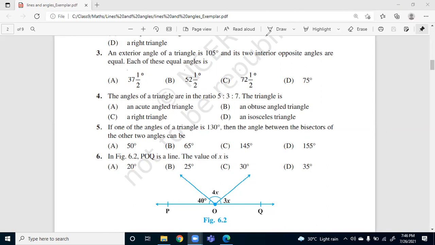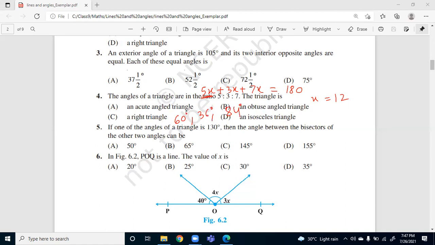Ma'am, we will take all the numbers in x, like 5x, 3x, and 7x will be equal to 180 degrees, which is the angle sum property. Then we will get 15x is equal to 180. Can you speak louder? Yes, ma'am. The x will be 12. Then we will multiply that number with 5, 3, and 7. And all the numbers are less than 90 degrees, so it will be an acute angle triangle.